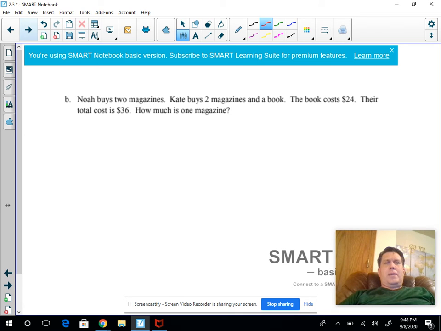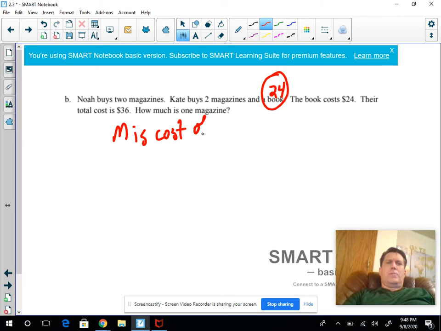All right, next one. Noah buys 2 magazines. Kate buys 2 magazines and a book. The book is 24, so I'm just going to replace this book with 24. M is going to be the cost of a magazine.